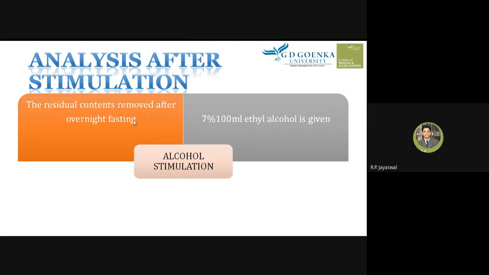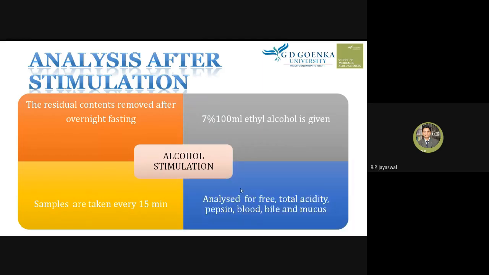Next, after removal of the residual gastric content, the patient has to take 100 ml of 7% ethyl alcohol. So orally, the patient can take 100 ml of 7% ethyl alcohol. Third, the samples are taken every 15 minutes. Now we can collect samples in the interval of 15 minutes, right? And we can do the analysis of free acidity, total acidity, pepsin, blood, bile, and mucus. So we can take 3-4 samples within the interval of 15 minutes after alcohol stimulation.